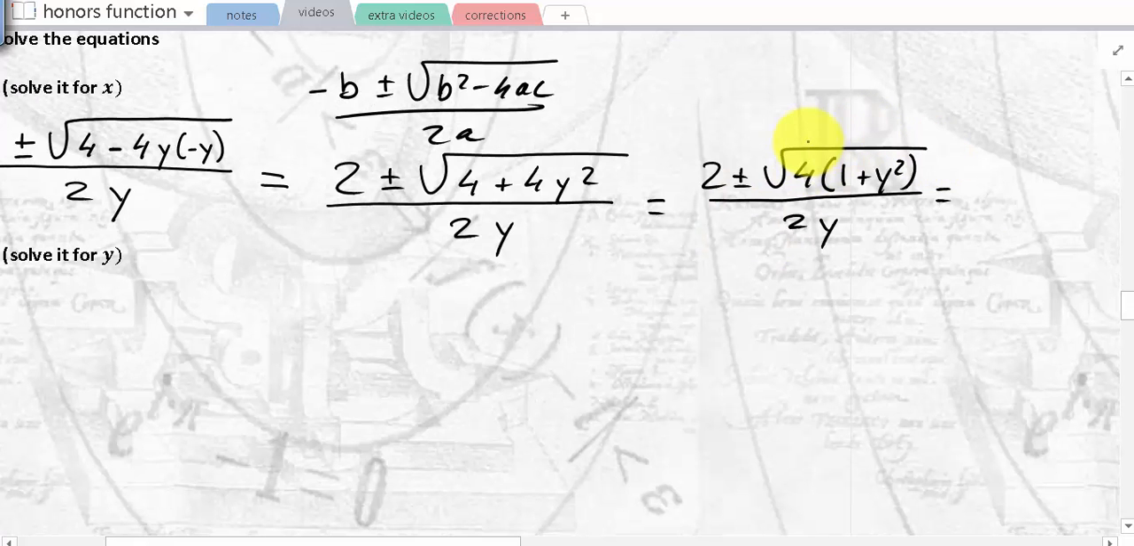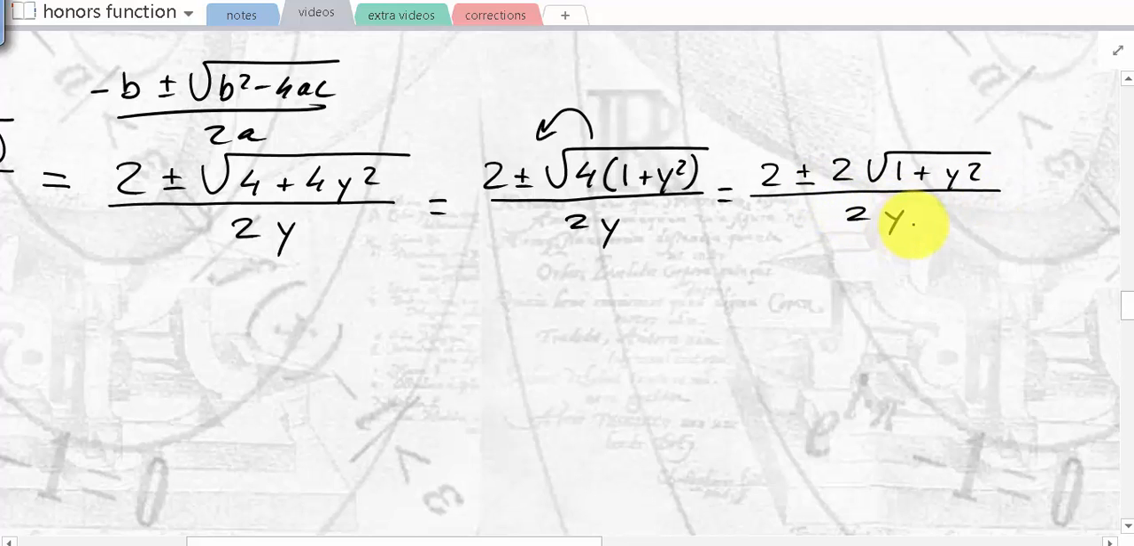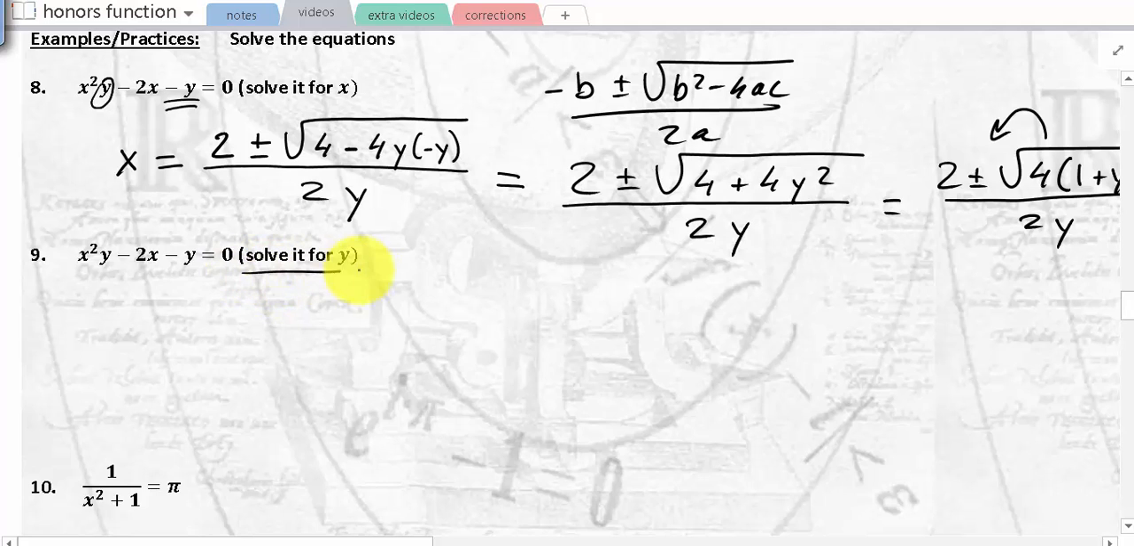A little bit further now, the 4 will come out of the root as a 2, and we have 2 plus or minus 2 square root of 1 plus y squared over 2y. And finally, we can simplify everything by 2, so it is 1 plus or minus the square root of 1 plus y squared over y. And you can't go further, okay? So now you do number 2. Number 2 is going to be easier because it is linear in y, right? So it should be pretty easy.